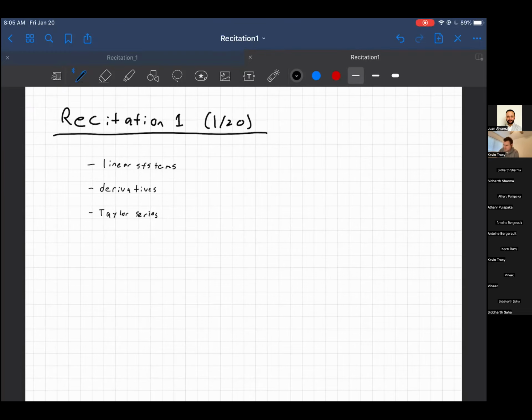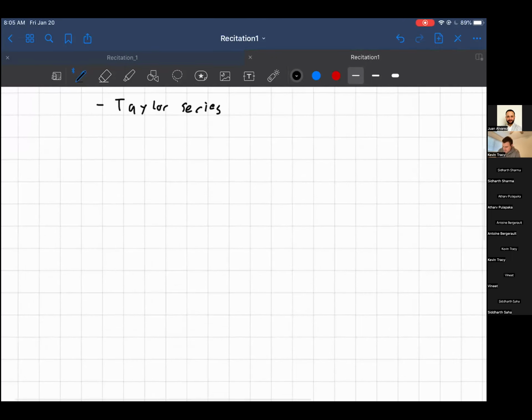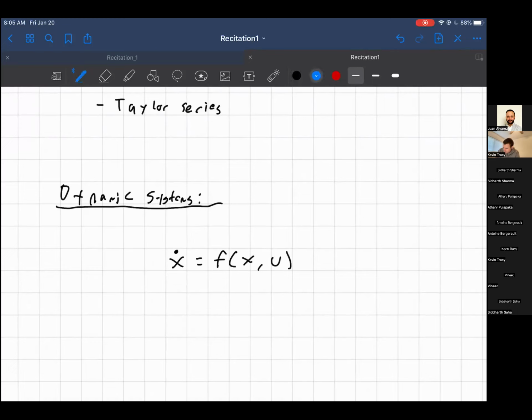So the first thing I want to talk about is dynamic systems. Zach went over this, but we look at two different types of dynamical systems in this class. The first is continuous time. This is where I have some x time derivative, some function of the state and the control.